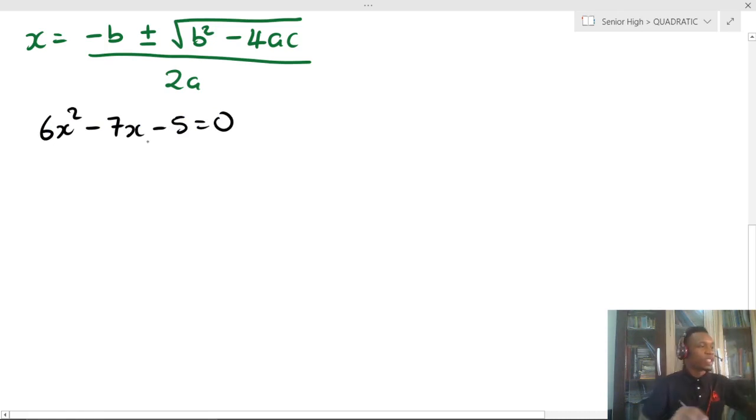Okay, so using the formula method, I was trying to look for something to put my hand on. My hand is actually wet and it's been dripping on my desk. Okay, so let's apply the formula method.